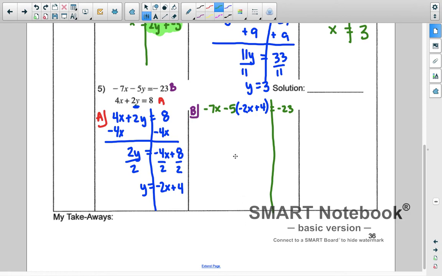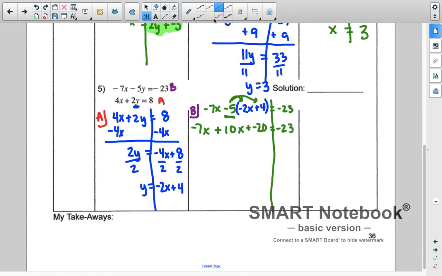Okay, so we're going to start off by distributing. And remember, when we distribute this 5, it is actually a negative 5. It's that whole thing. So we have negative 7x, and then negative 5 times negative 2. Negative 5 times negative 2 gives me a positive 10x, and then we have to multiply again. Negative 5 times 4. So negative 5 times a positive 4 gives me a negative 20 equals negative 23.